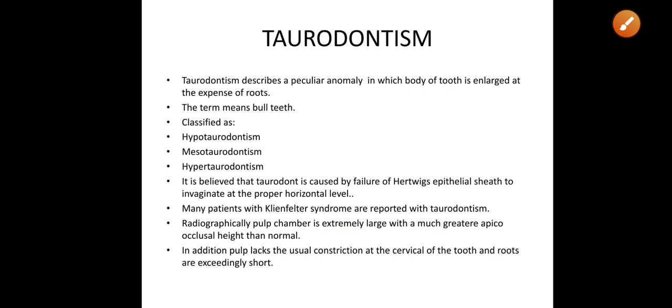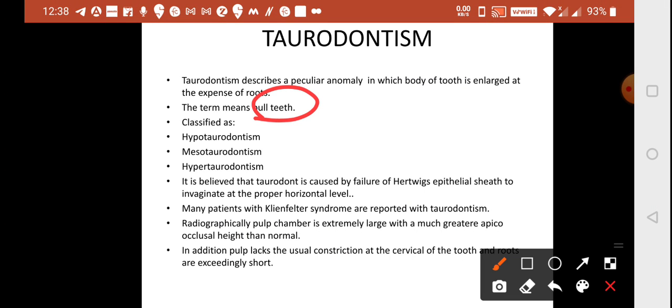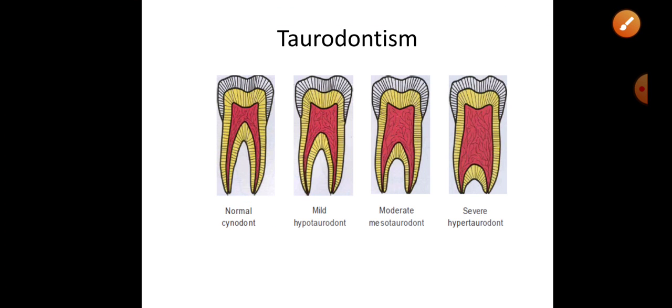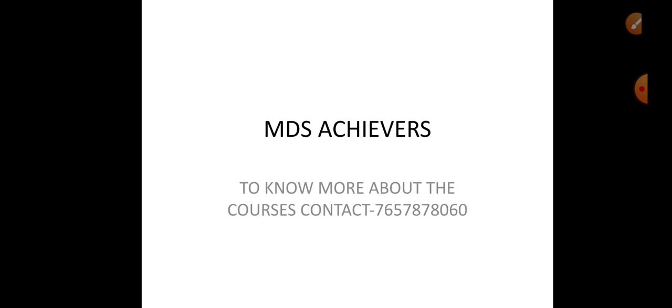Fine. So this is how questions on taurodontism are asked: what is the other name of bull teeth, it's taurodontism. And what is the reason for taurodontism? That Hertwig's epithelial root sheath is not able to invaginate at the proper level. Another question that can be asked is in which syndrome is it found? And another question that can be asked is to identify which anomaly this is, and some of the severe types of taurodontism you can appreciate here.